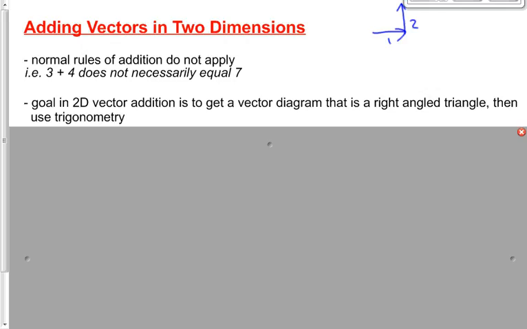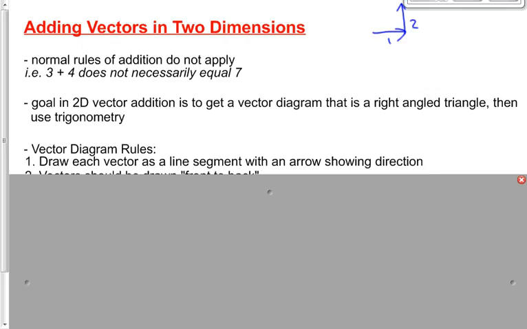We got to get a right angle triangle, right? What's a right angle? What's a triangle? It's a shape with 3 sides. What's a right angle? 90 degrees. So we need to get a triangle that has a 90-degree angle in that triangle. Then we're going to use a little bit of trigonometry. So here's how we arrive at that goal of finding this right-angled triangle so that we can use trigonometry.